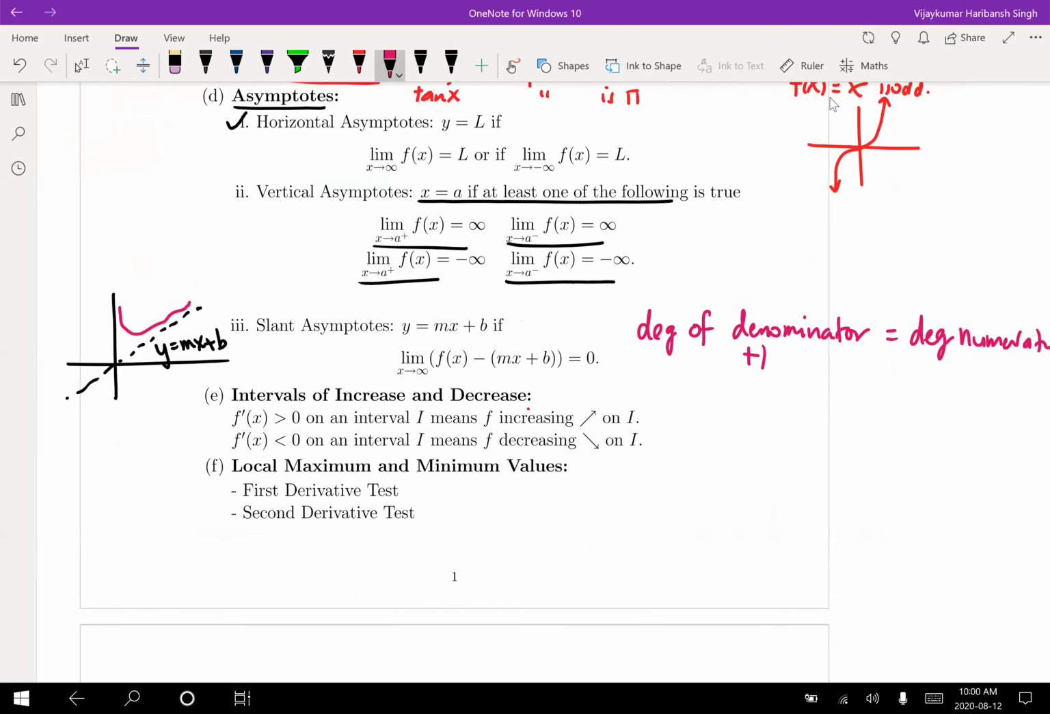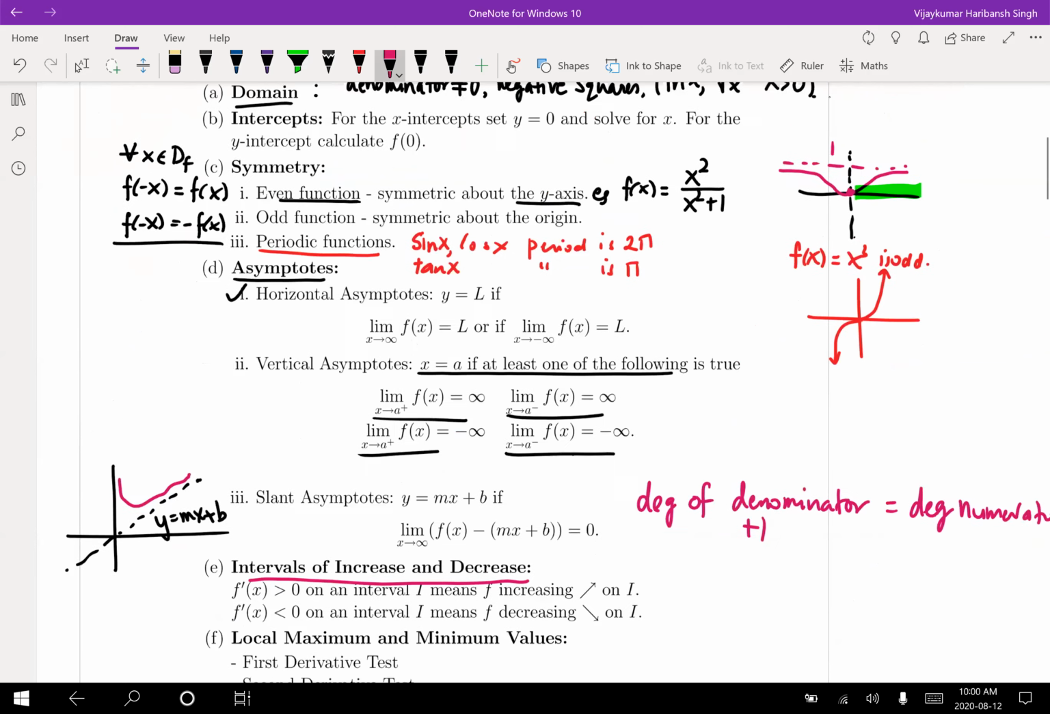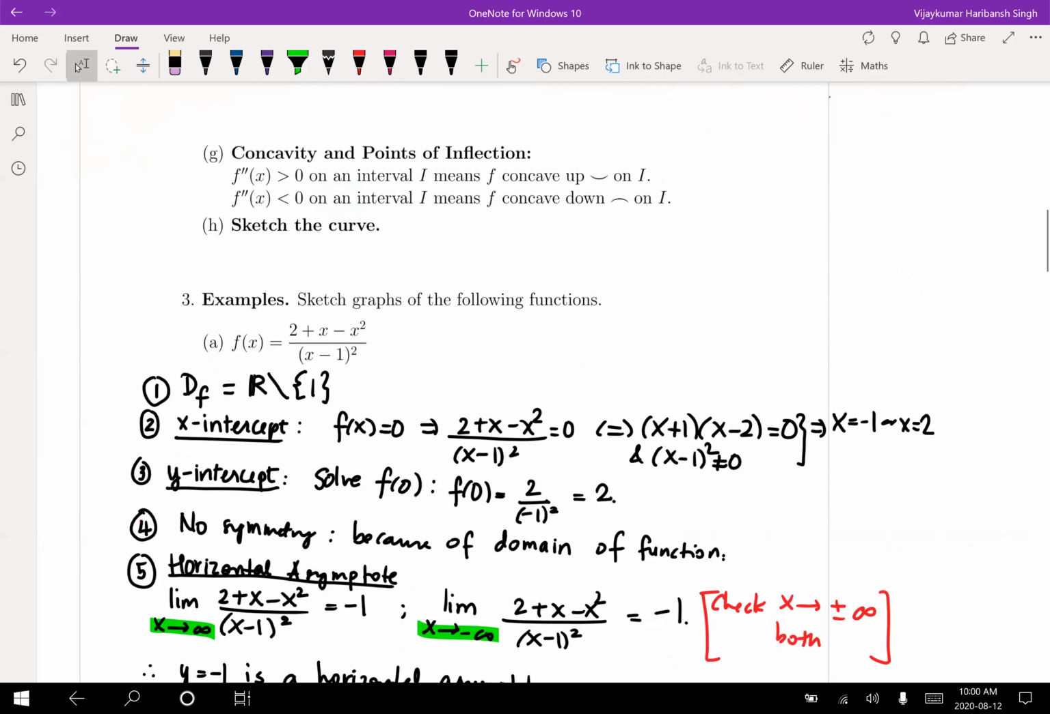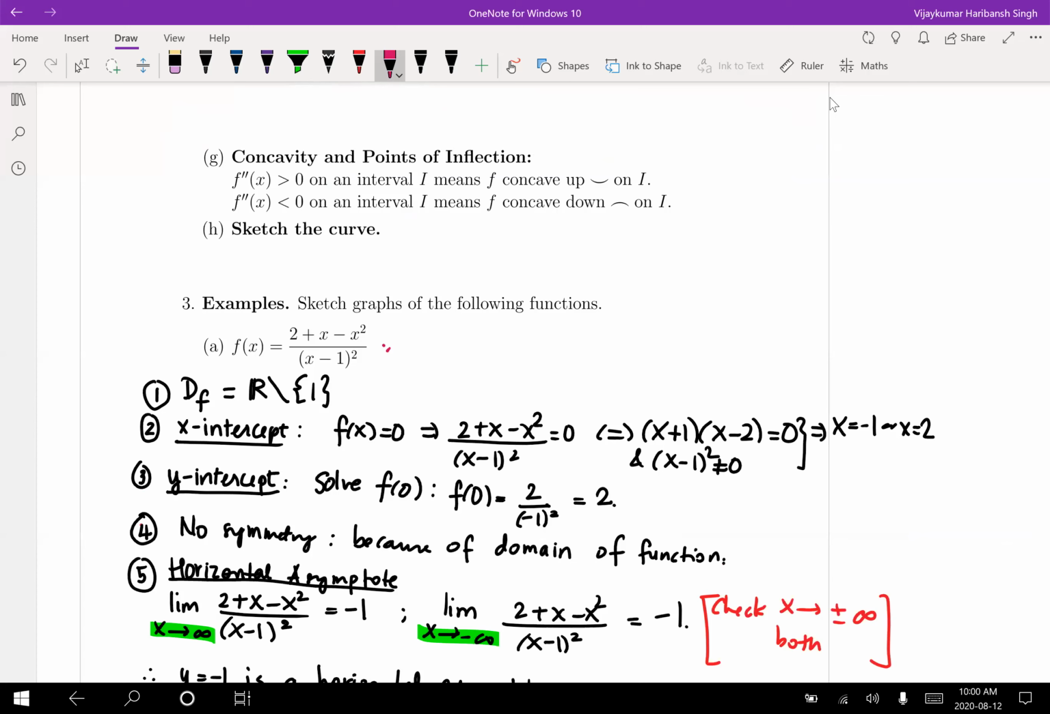Now we want to talk about intervals of increase and decrease. So for that, we need to know the first and second derivative. For increase and decrease, we need the first derivative. So I'll provide you with f prime x right away. f prime x is x minus 5 over x minus 1 cubed. And if we compute f double prime x, that is going to be 14 minus 2x divided by x minus 1 to the power 4.